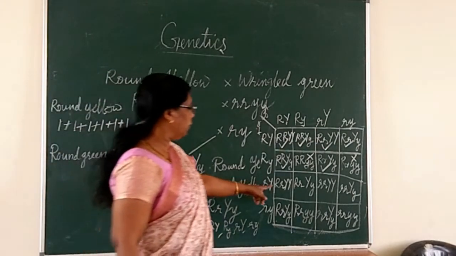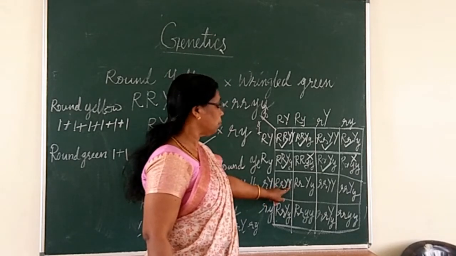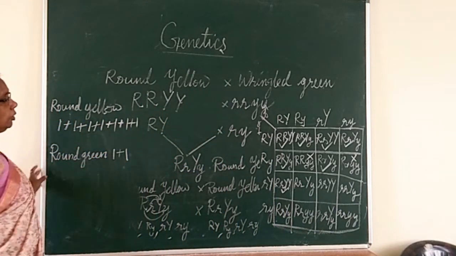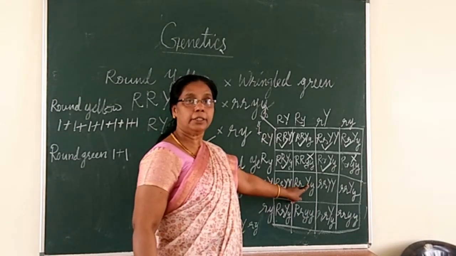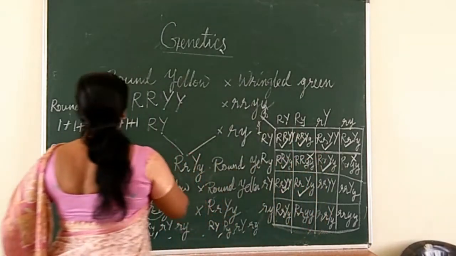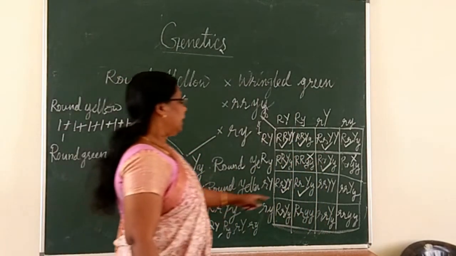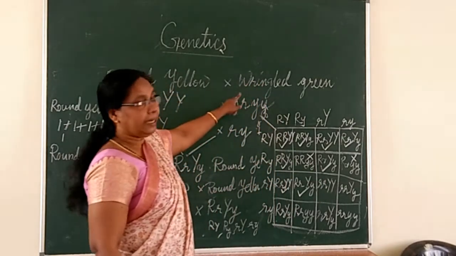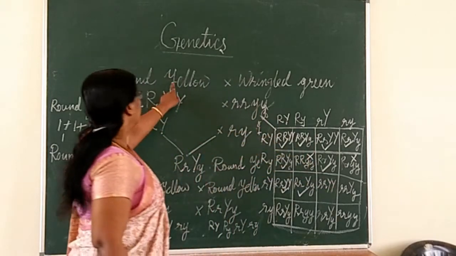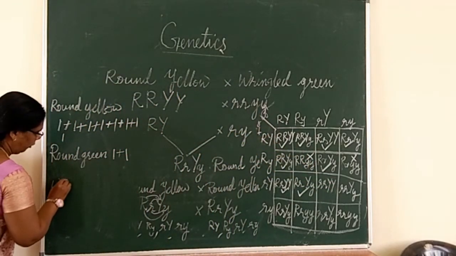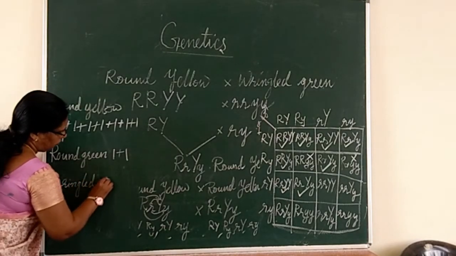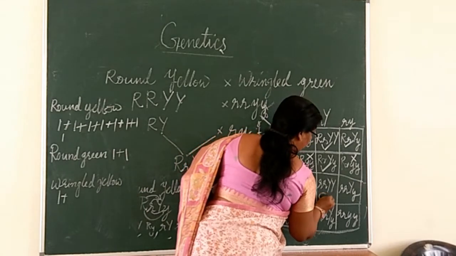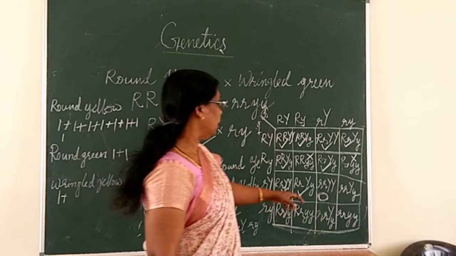Okay. So coming to the third row, you can see that capital R, capital Y, small y as usual. There is a tick mark, that is round yellow. Okay. Here capital R, capital Y, small y. This is also round yellow. Here, okay, here small r, capital Y. Small r means, yes, that is wrinkled. Here capital Y, yellow, wrinkled yellow. You are getting a new variety. Okay, so wrinkled yellow. Just a round mark I am putting for this one, just to identify.